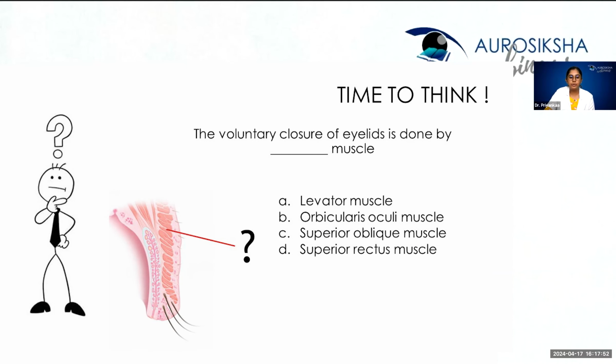Now it's again time for you to think. The voluntary closure of the eyelid, like winking or forceful closure, is done by which muscle? Levator, orbicularis oculi, superior oblique, or superior rectus. You can choose your option.